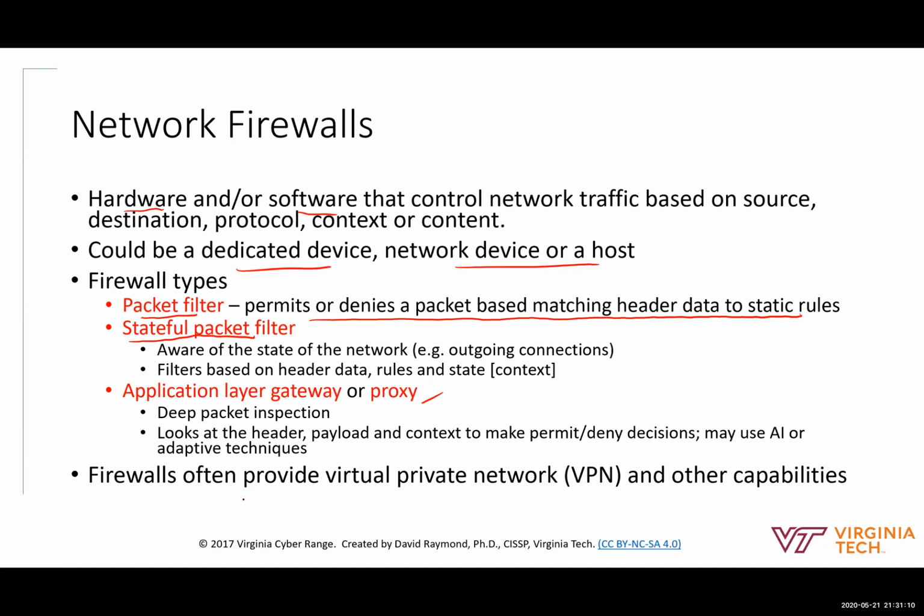And then firewalls often provide virtual private network capabilities. So VPN is a way for a host that is outside your network to gain secure access to your network, and that's technology that's often provided in a firewall, and that doesn't have much to do with the natural functioning of the firewall, allowing or denying specific ports and protocols.